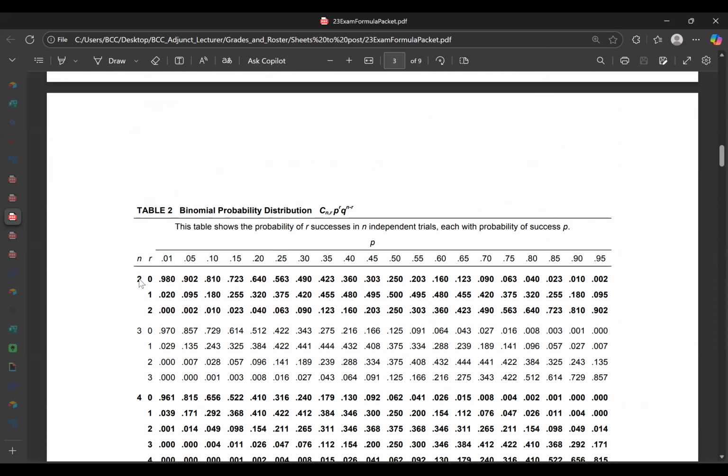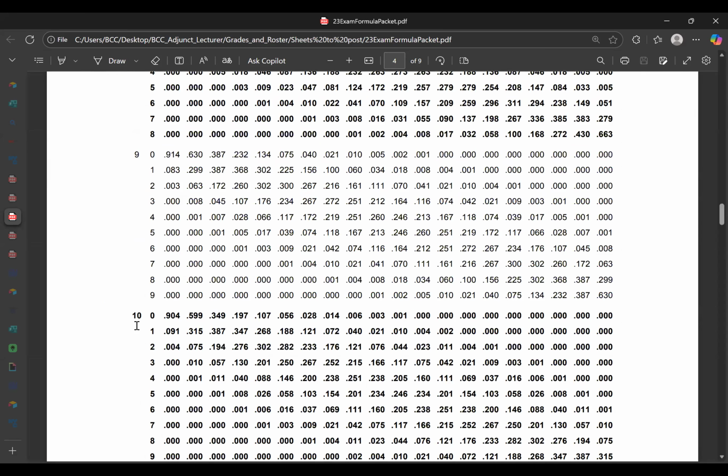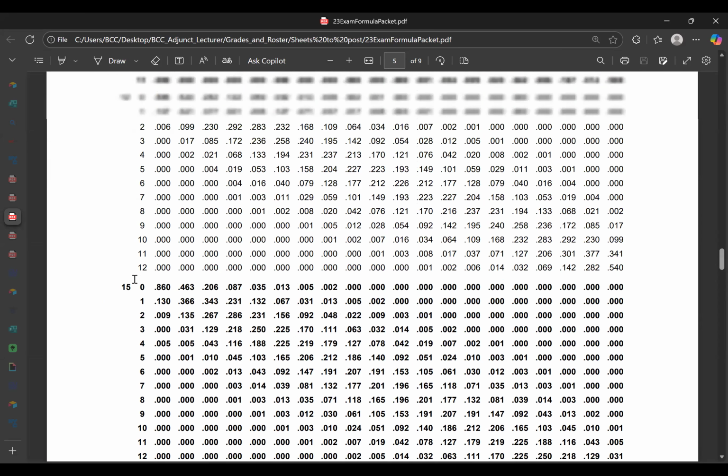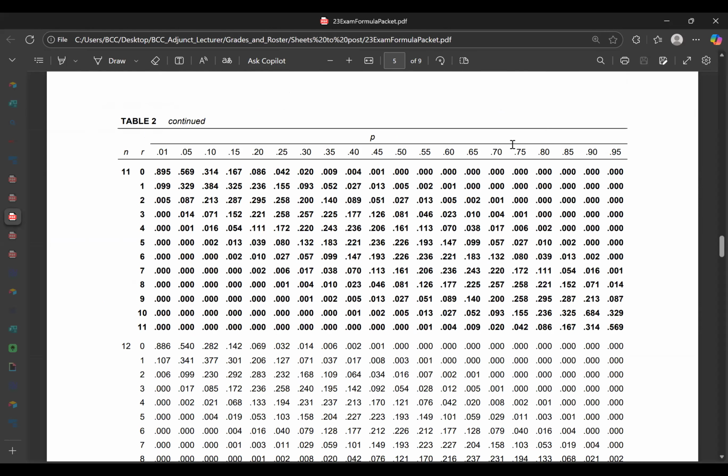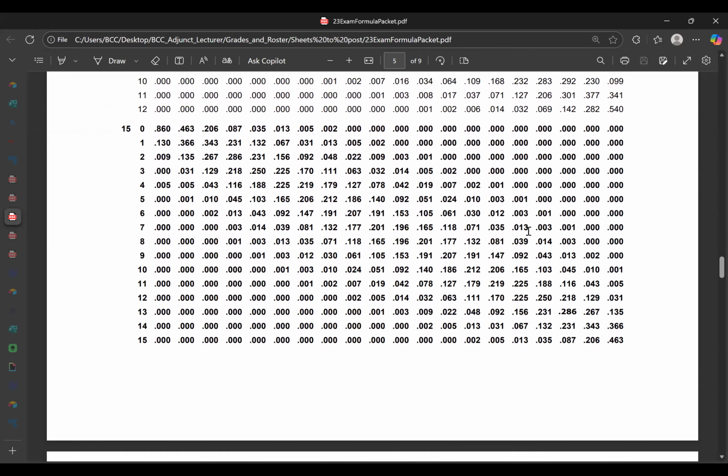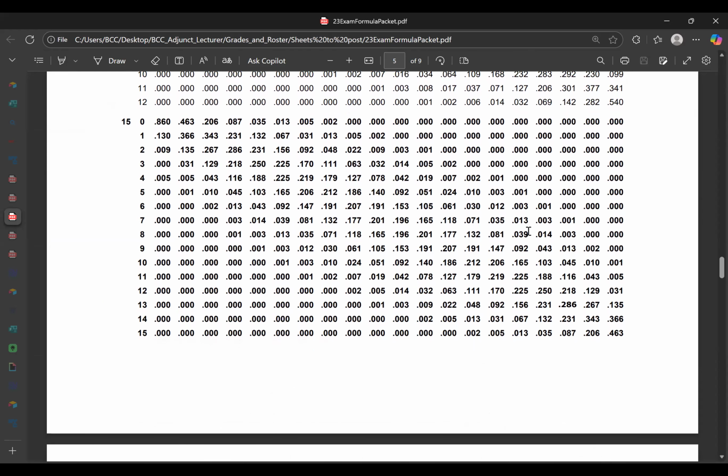So my N we said was 15, right? So this is 2, 3, 4. Let me go down to 15. My probability of success we said was 0.75, right here. So that's the fifth from the back, 1, 2, 3, 4, 5. And my R is 10. I got 0.165.